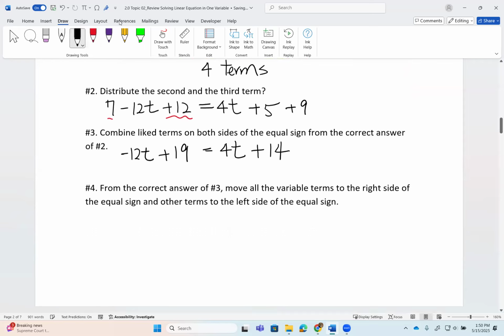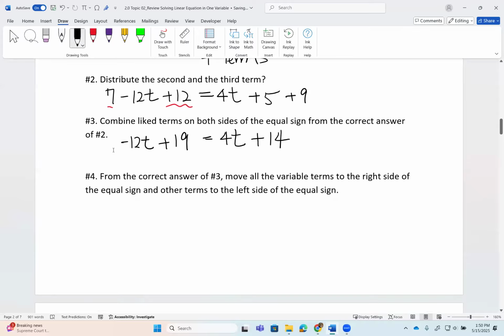So now if you look at it, before I move any variable term, I need to find my variable terms. Right now my variable terms are -12t and the +4t on the right. +4t on the right is bigger than the -12t on the left side, so I will move all the variable terms to the right. Now you know the reason why I move it to the right: always move the variable terms to the bigger side. At the same time, I'm going to move this +14 back over to the left side of the equal sign.